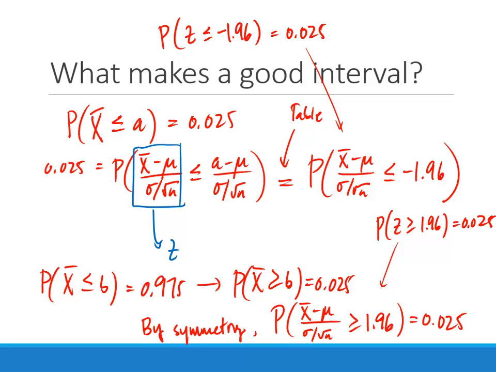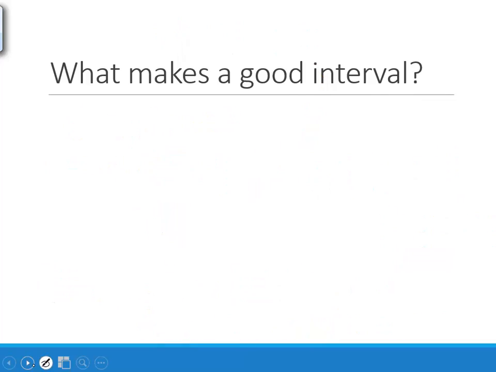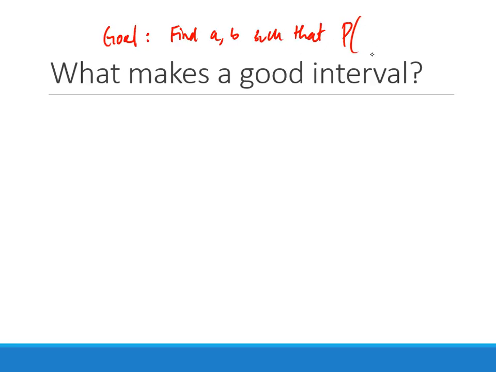Okay, so very formally stepping through this exercise here, we're almost there. Again, remember our goal is to find A and B such that the probability that the mean is between A and B equals 0.95. So that's our goal, remember.